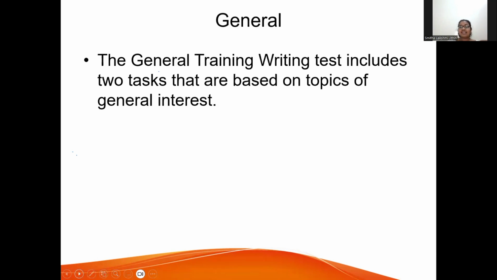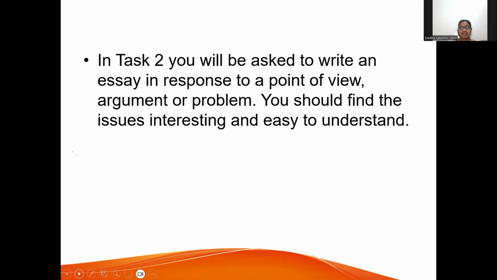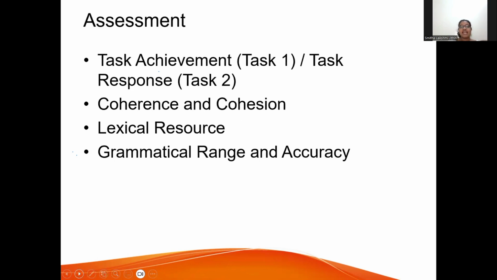Okay. General training writing includes a situation that you will be presented with, and you are asked to write a letter. This letter may be personal, semi-formal, or formal in style. And task number two, again, will be an essay only. And how it is being assessed is task achievement, coherence and cohesion, lexical resource, grammatical range and accuracy.